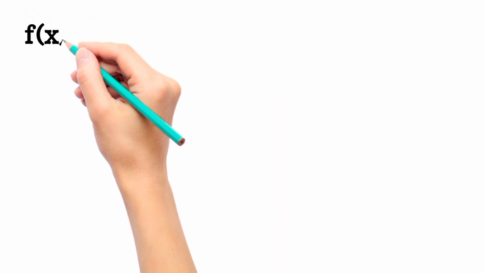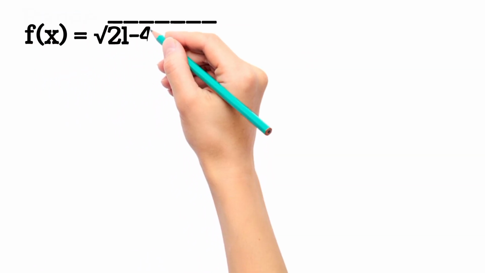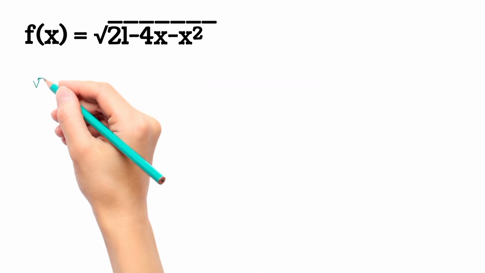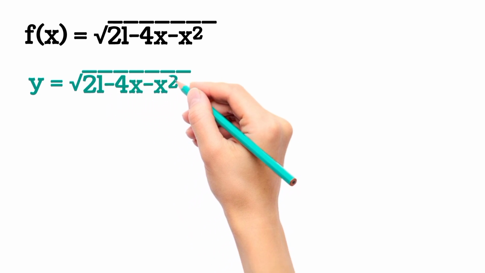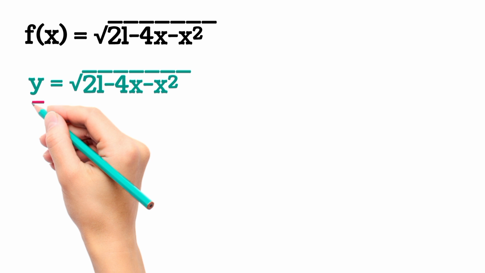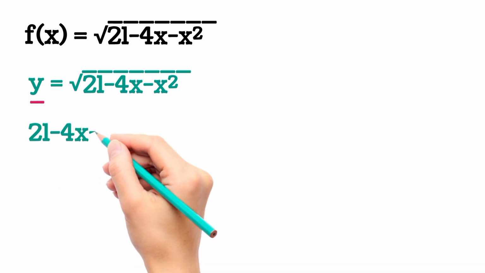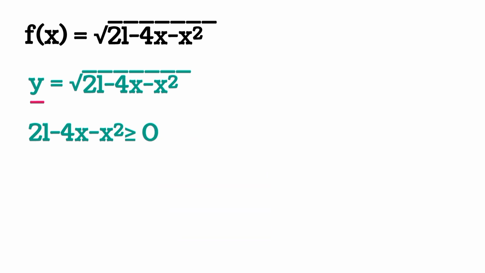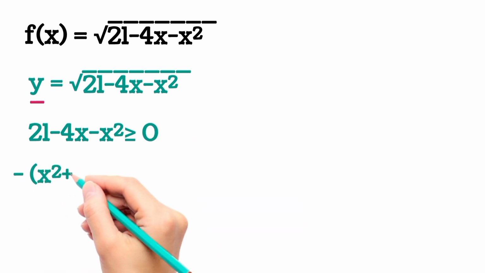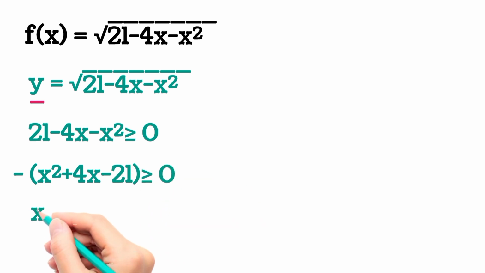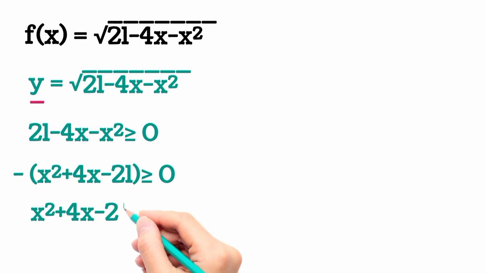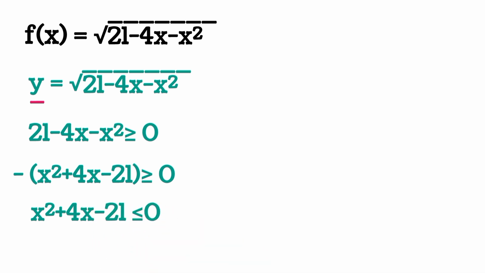Now the second question is f(x) = square root of 21 - 4x - x². So let us write it as y = square root of 21 - 4x - x². So y will be defined only if 21 - 4x - x² is greater than or equal to 0, otherwise it will be undefined. So let us take the negative sign common. So -x² - 4x + 21 >= 0, or x² + 4x - 21 <= 0. Now on factorizing, we will get (x + 7)(x - 3) <= 0.